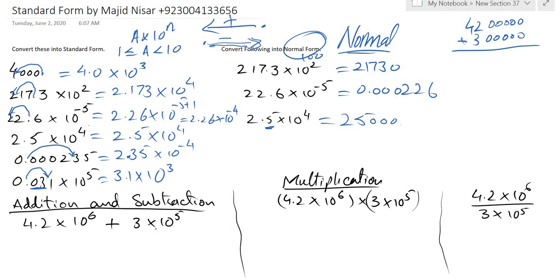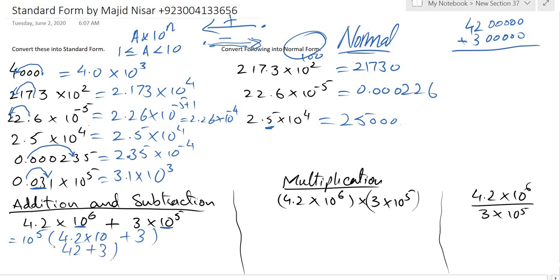Now listen, there is another method which is very easy. It is 10 raised to power 5 and 10 raised to power 6. Take the smaller power common. So 10 raised to power 5 can be taken as common. So what will be left inside the bracket? 4.2 times 10 raised to power 6, 10 raised to power 5 common, just 10 raised to power 1 left. 10 raised to power 5 common, just 3 left. Now 4.2 multiply 10, 42. We have done it. 42 plus 3 into 10 raised to power 5.